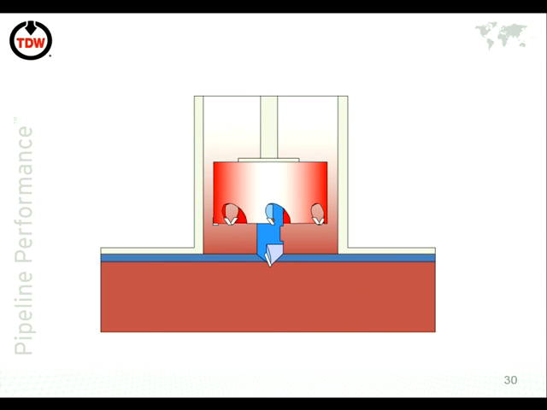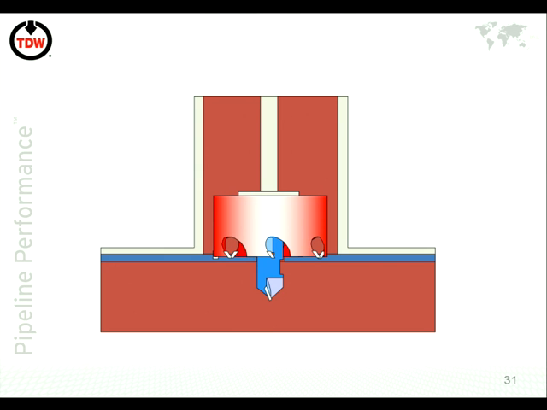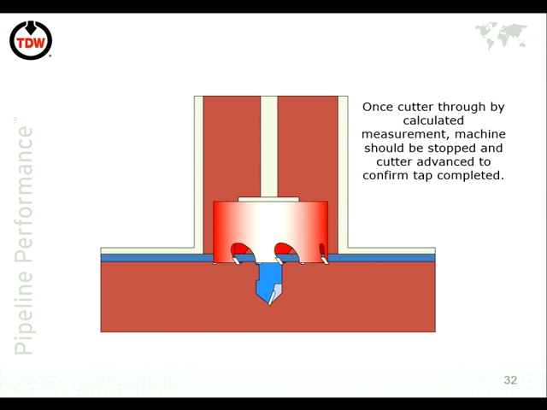And then the pilot drill will continue through and the cutter will come into place. So you're now at the stage you're going to start cutting the exact hole diameter that you intended to cut in the pipeline in the first place. And that cutter will go through. And again, as we say there, cut through by calculated measurement, because we don't want it to go much further than this, because that actually takes you through to the full cutting diameter.